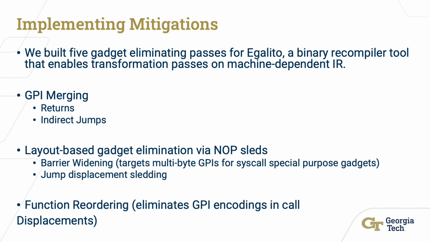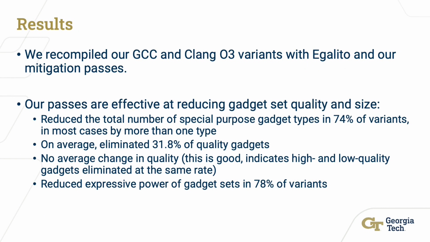To assess our mitigation strategies for GPI duplication and transformation-induced gadget introduction, we built 5 gadget eliminating passes for Egalito, which is a binary recompiler tool that enables transformation on machine-dependent IR. Specifically, our passes merge duplicated GPIs, eliminate layout-based gadgets via NOP sleds, and perform whole program function reordering to eliminate GPI encodings and call displacements. We then recompiled our GCC and Clang O3 variants with Egalito and our mitigation passes enabled.